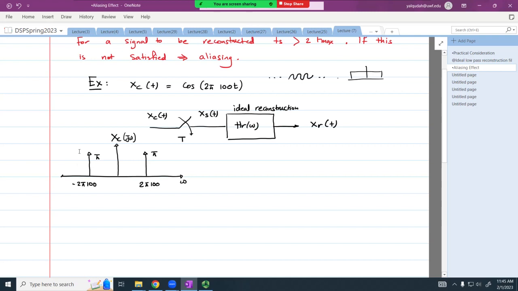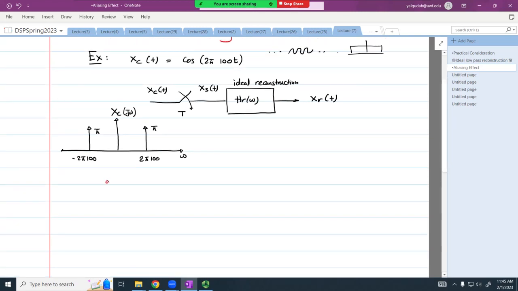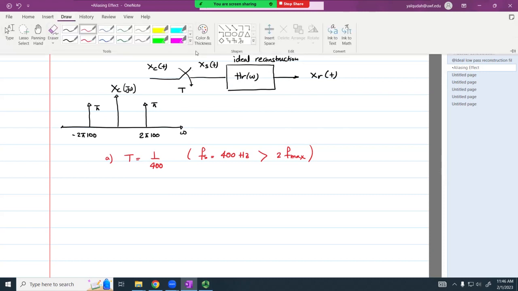Okay. So let's see what happens if I sample this signal and T is equal to 1 over 400 seconds, and therefore the sampling frequency is equal to 400 hertz. Is this greater than the Nyquist frequency? It is, because the maximum frequency here is 100. I need a sampling frequency that's greater than 200. 400 satisfies it. So this is greater than 2 multiplied by f max. Okay, so what I'm going to see is how the spectrum looks.